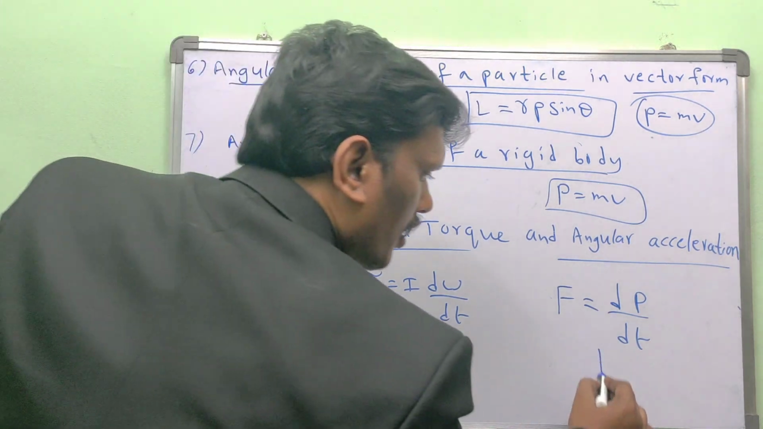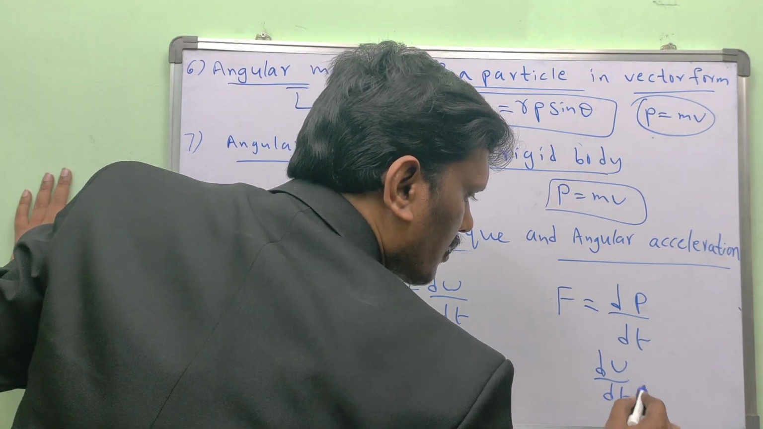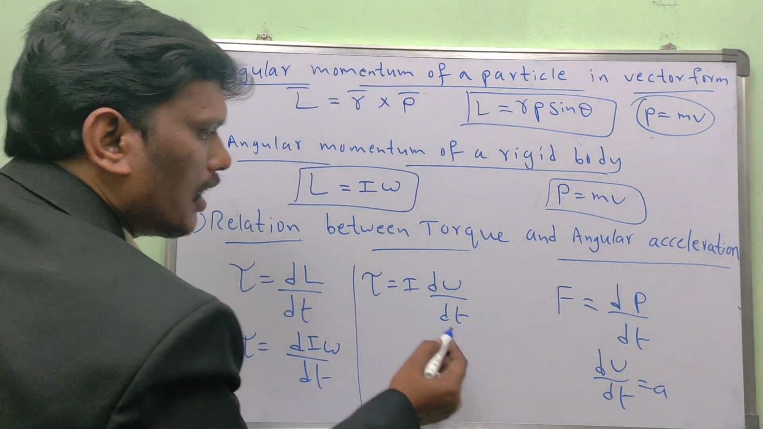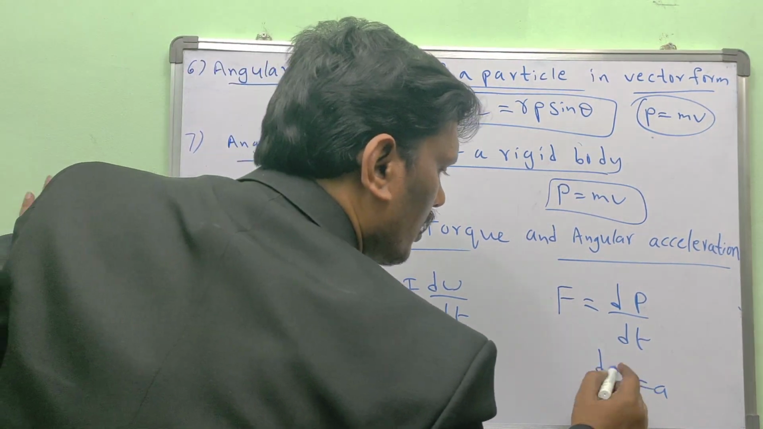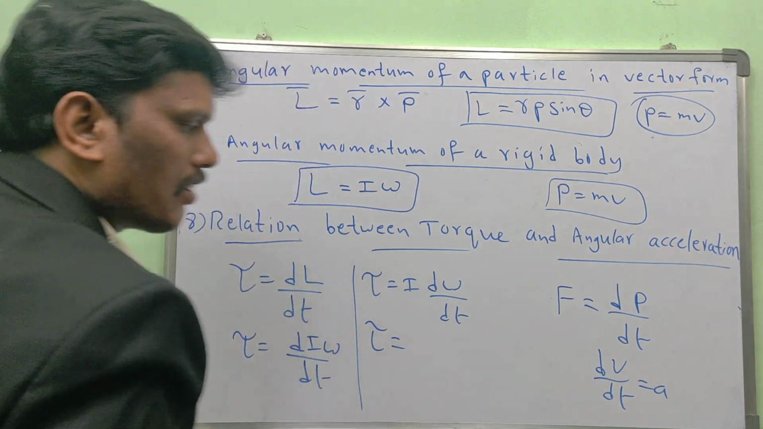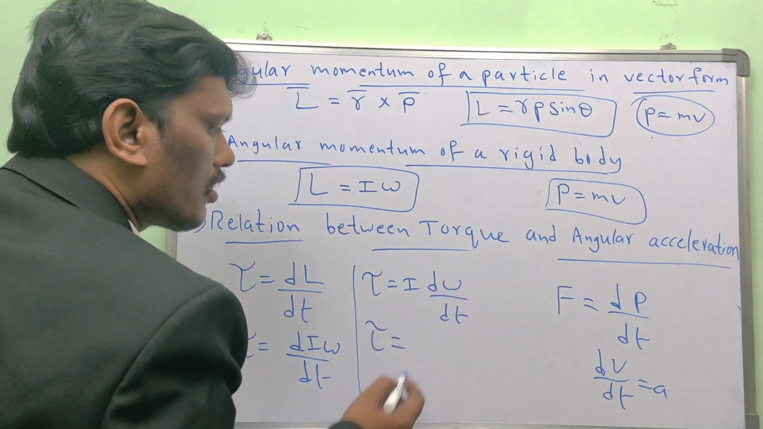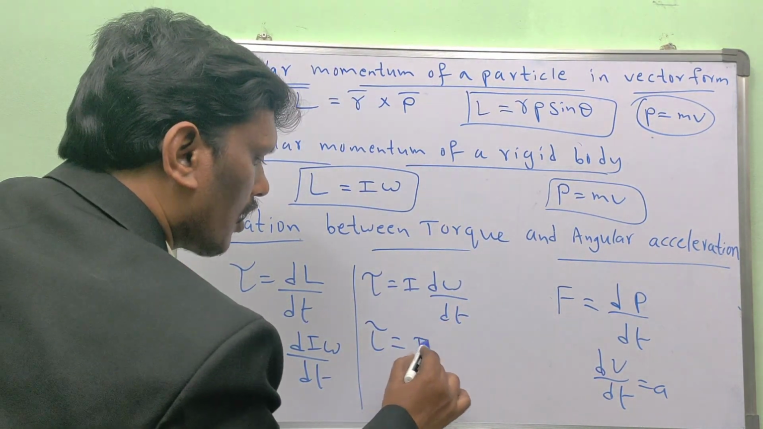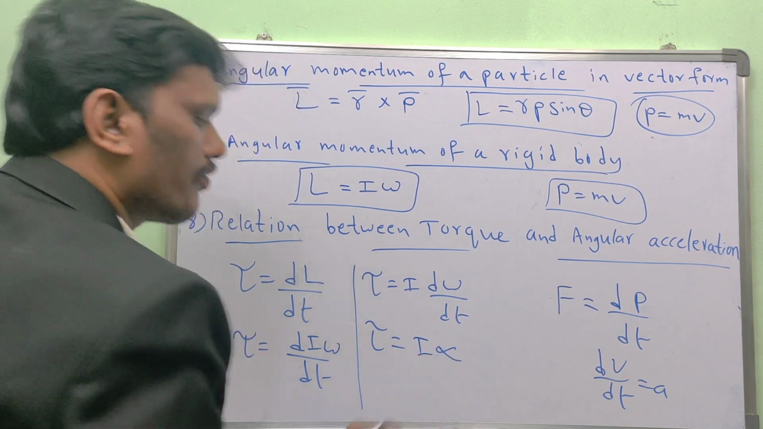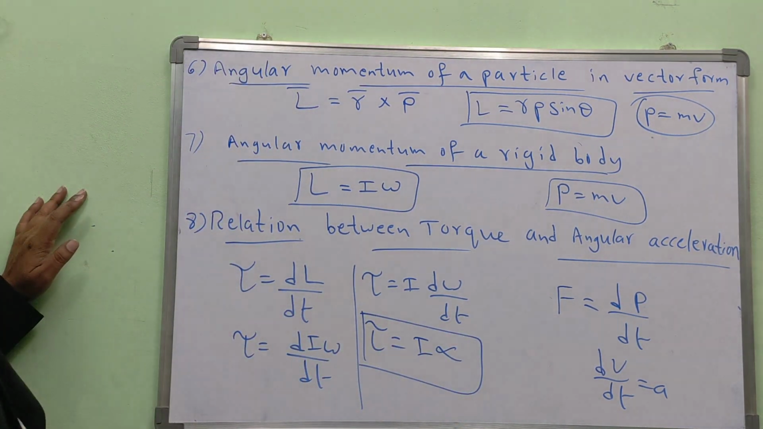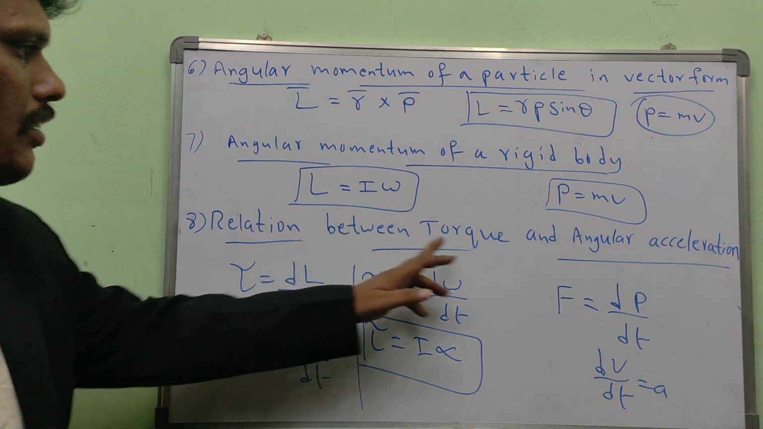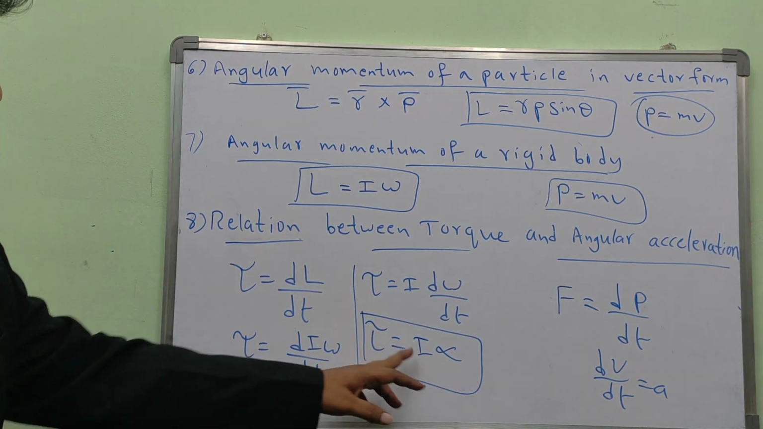We know that dv by dt is acceleration. Like that, d omega by dt is the angular acceleration. We know already, derivative of velocity is acceleration, derivative of angular velocity is angular acceleration. That is I into alpha. Alpha is the symbol for angular acceleration. Now this is the formula for tau. Tau is equal to I alpha. This is the relation between torque and angular acceleration.